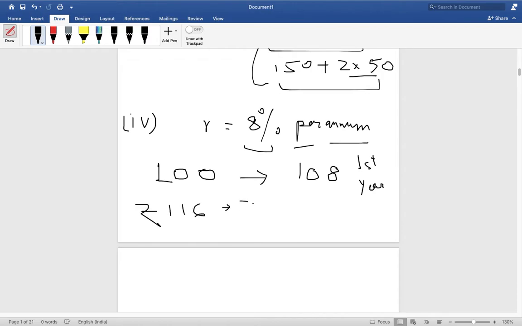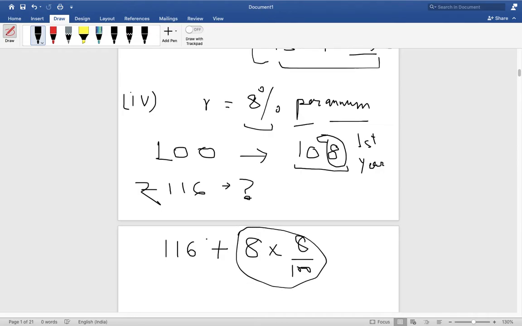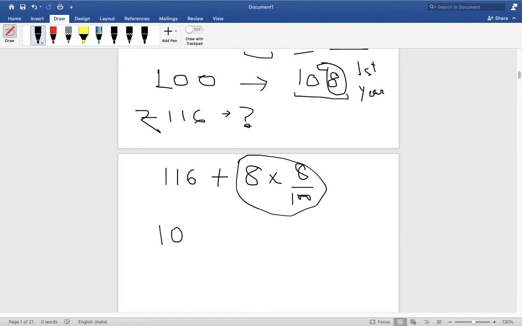Will it be 116? No, because after the end of first year, I have 8 rupees interest in my account, and on that 8 rupees as well, I will earn 8% interest. So the amount of money that I will have at the end of the second year will be 116 plus 8% of 8 rupees. This is also giving me some interest, no? So 100 into (1 plus 8%) squared.